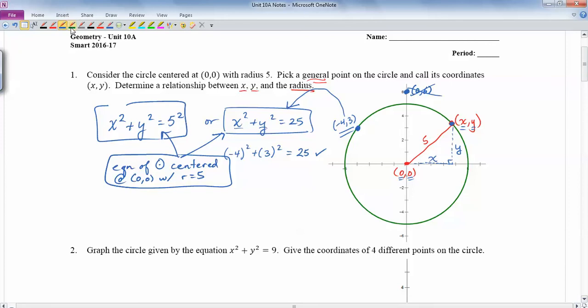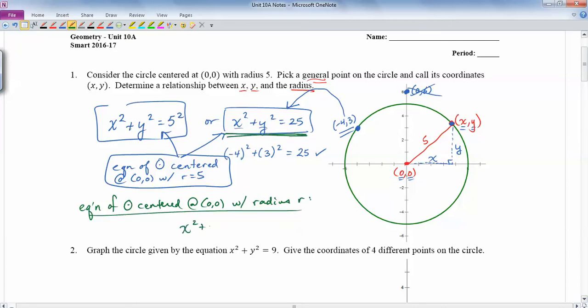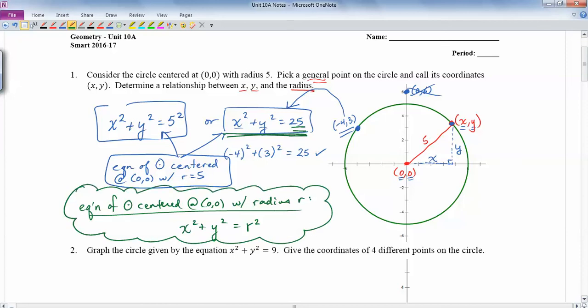So the takeaway from this is if we had a circle centered at 0, 0, but we didn't have a specific radius, it was just r, the equation of a circle centered at 0, 0 with radius r is going to be just like this: x squared plus y squared, and instead of 5 squared, it's just r squared. So there's the main idea that I want you to get for this problem.